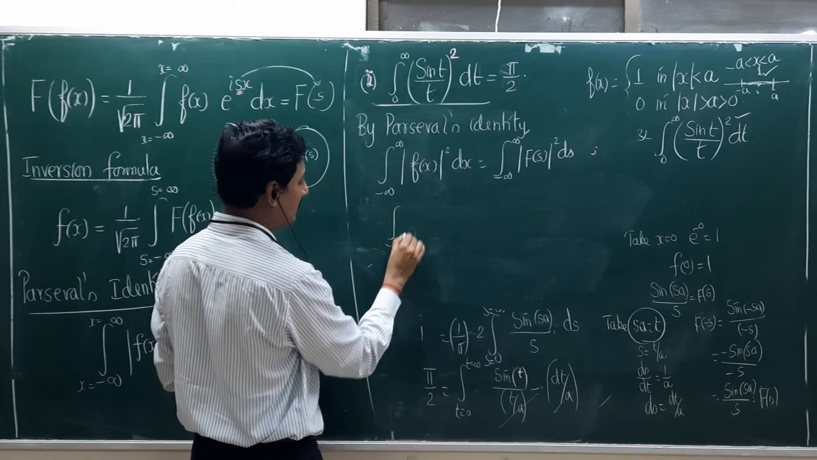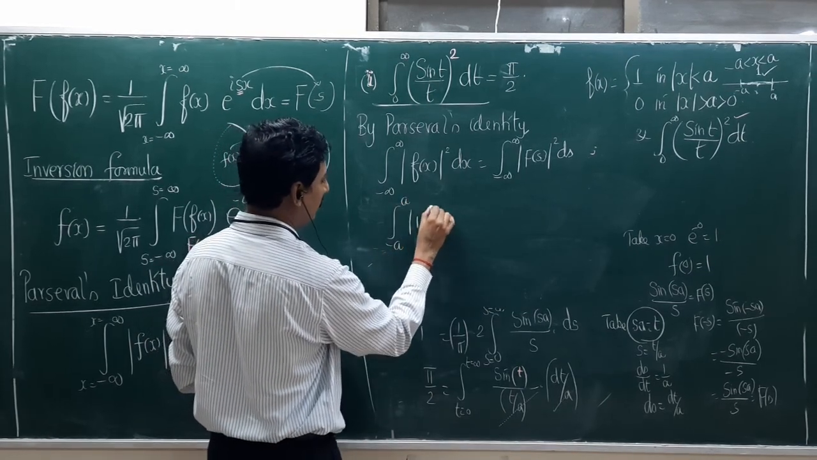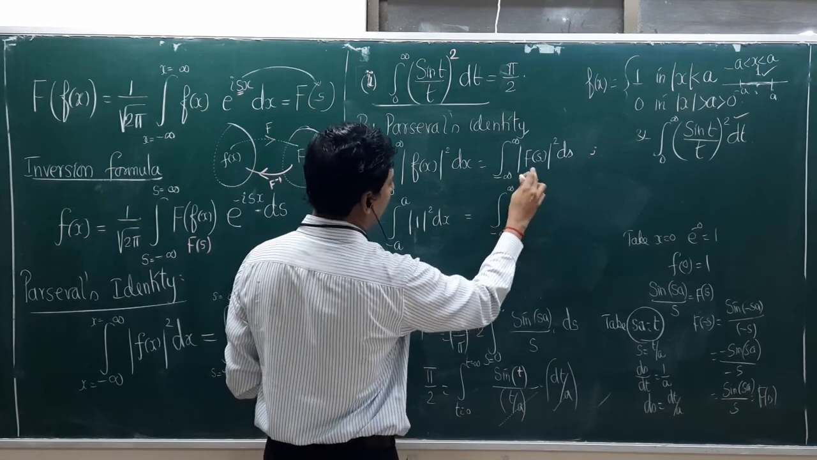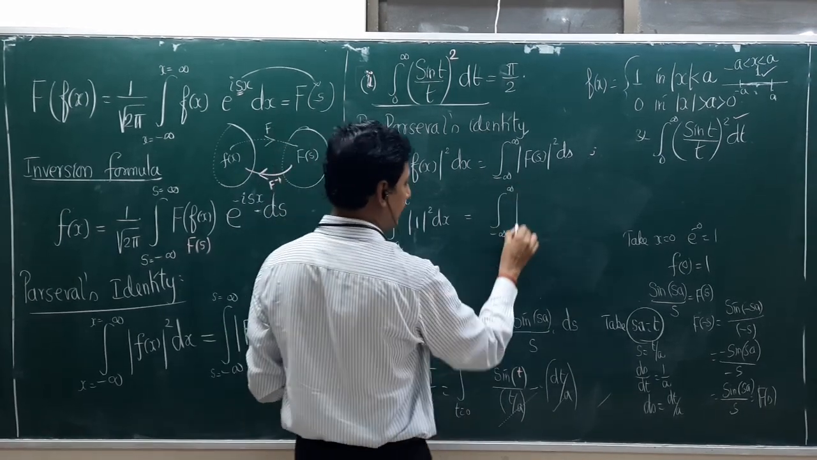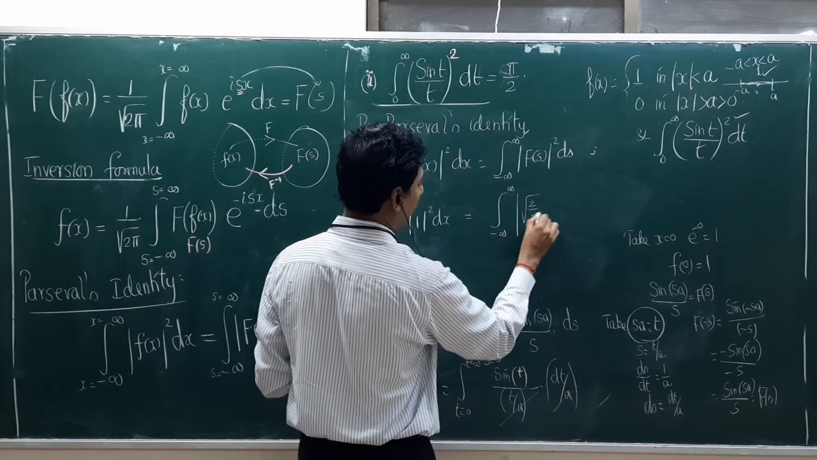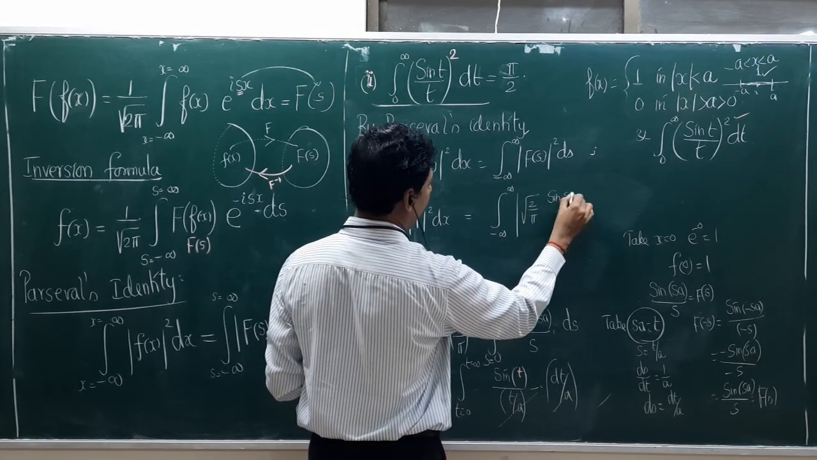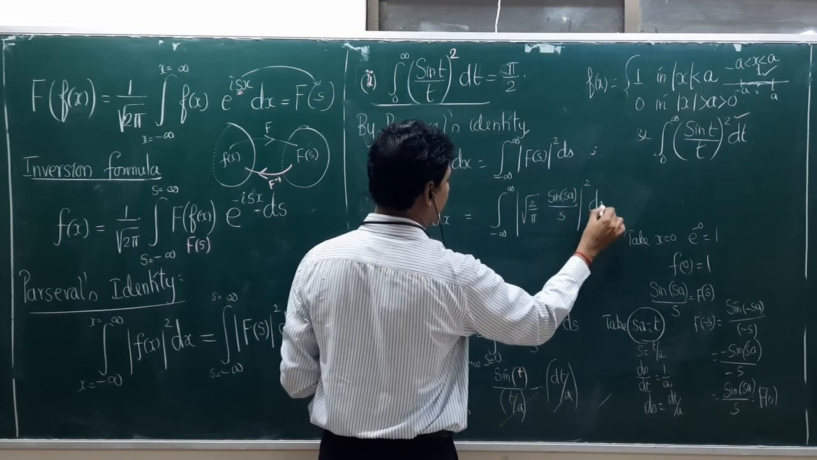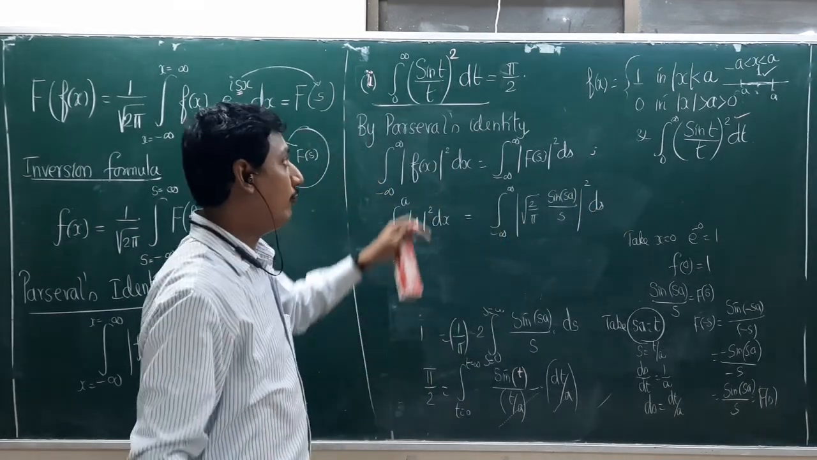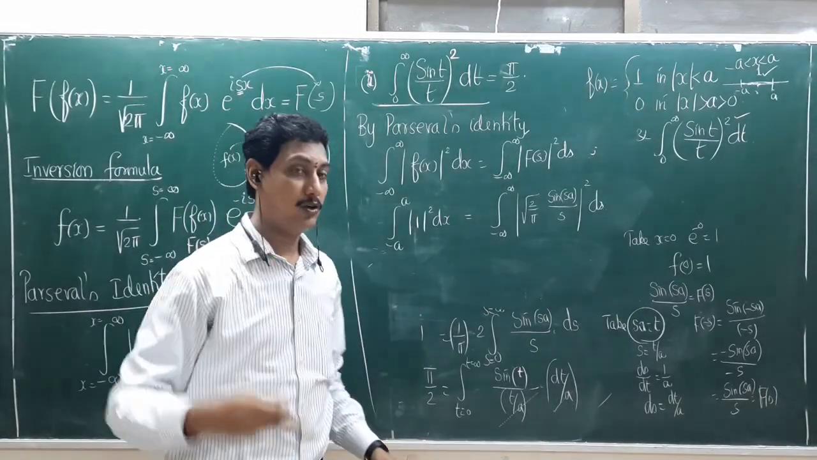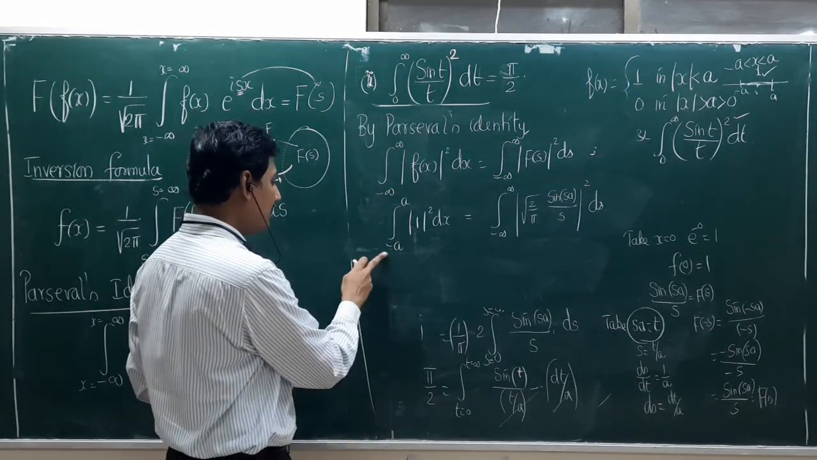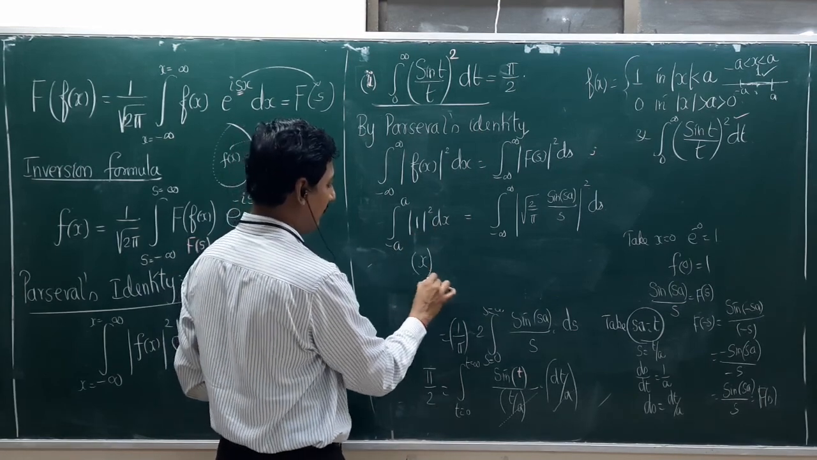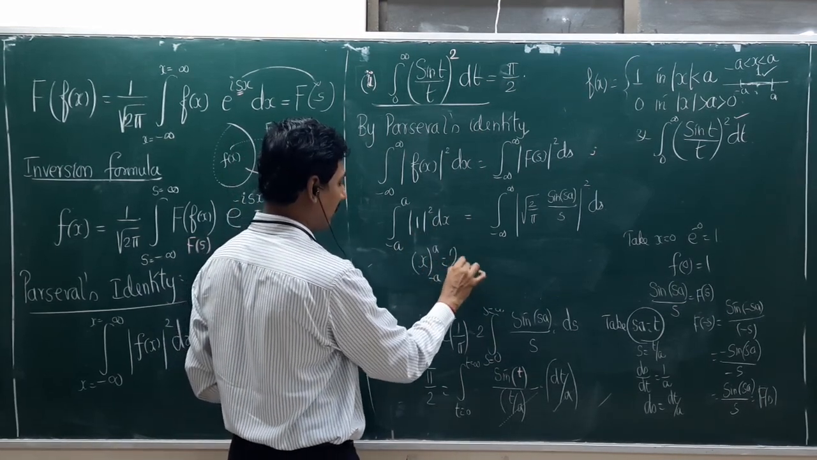So the left hand side becomes integral minus a to plus a modulus of 1 whole square dx. The right hand side is integral minus infinity to plus infinity modulus of F of s. So what is the modulus of F of s? Square root of 2 by pi, (sin sa by s) whole square ds. This is what we get from the Fourier transform of the given function, the very first concept. The left hand side: 1 square is 1, dx, so x from minus a to plus a, and the answer is 2a.